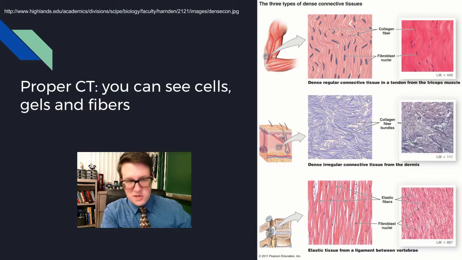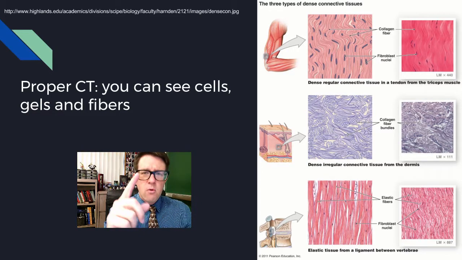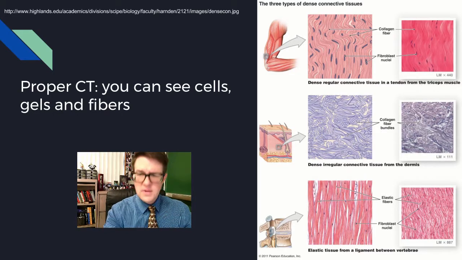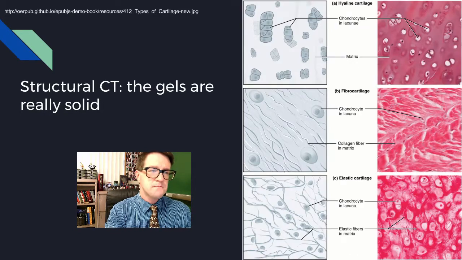And here just turn out to be more pictures of them. I will have 5 of the 6 for you. I don't have an explicit slide on dense irregular, even though I can find it for you if we need to. But for the most part, I don't show you dense irregular connective tissue.